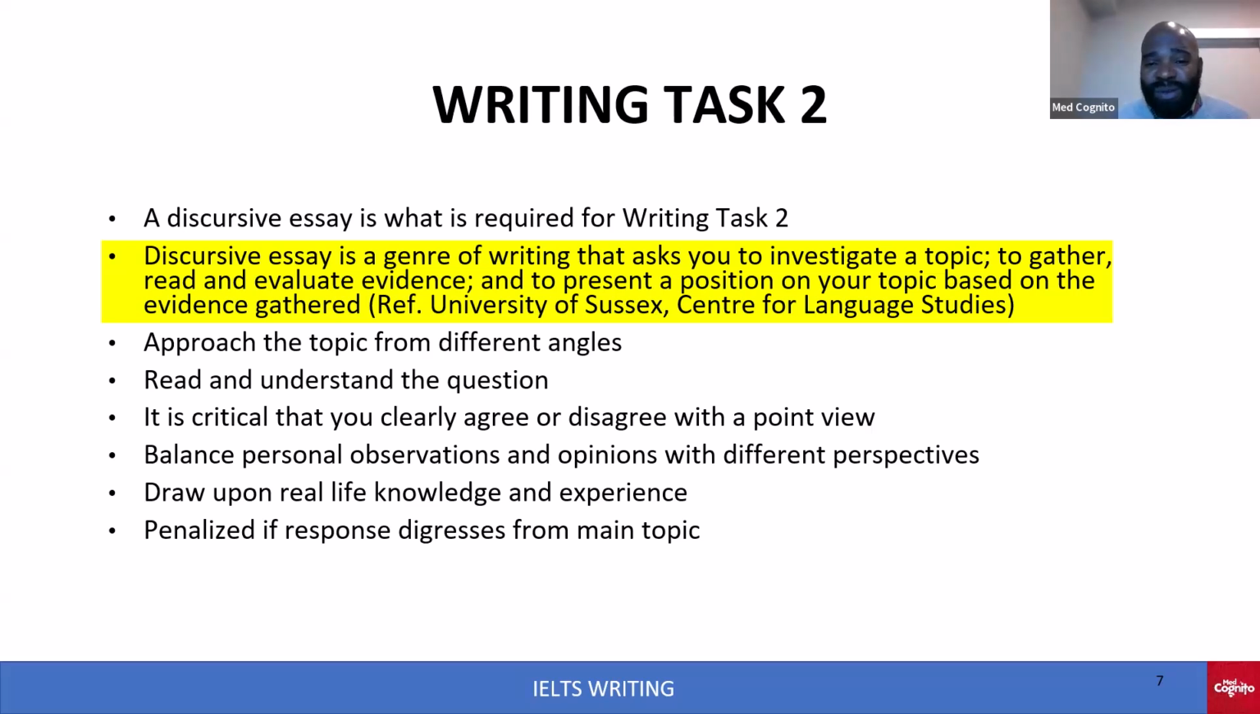And so in this particular task, you will be given a topic and you would have to approach the topic from different angles. Read and understand the question that is being given. It is critical that you clearly choose a point of view in this writing task. So either you agree with a particular viewpoint or you disagree with that viewpoint, and you would have to elaborate on it clearly, giving evidence to back whatever point of view you decide to go with.